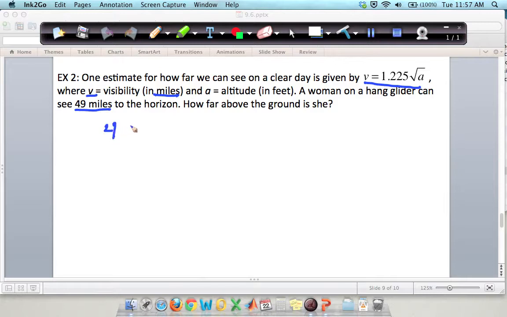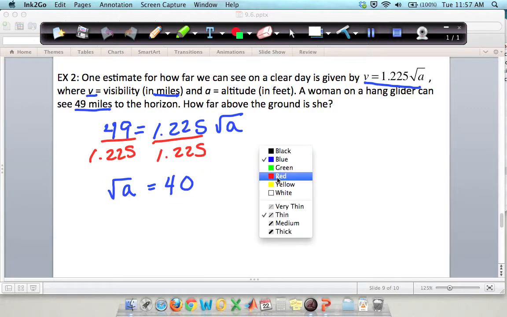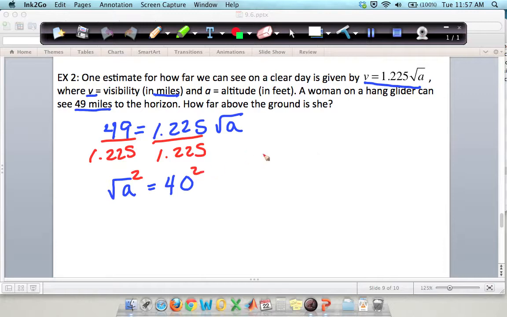So I'm going to plug in 49 and solve for A. So we need to divide both sides by 1.225. And you get the square root of A equals 40. Square both sides and you get A equals 1,600, and then the units for A is feet. So she is 1,600 feet above the ground.